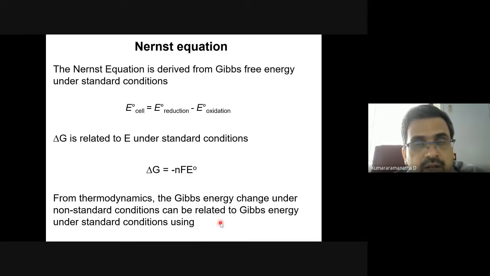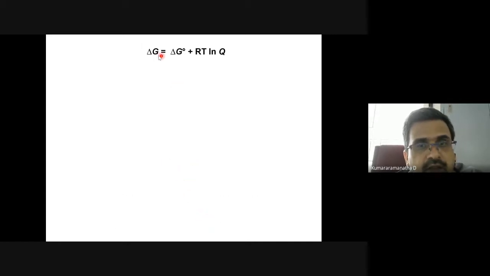Based on thermodynamics and looking at non-standard conditions related to Gibbs free energy, delta G naught corresponds to E naught, because F is Faraday's constant and N is the number of electrons transferred. You also know this expression: delta G is equal to delta G naught plus RT ln Q. Q is the reaction coefficient, meaning the products' concentration divided by the reactants' concentration.